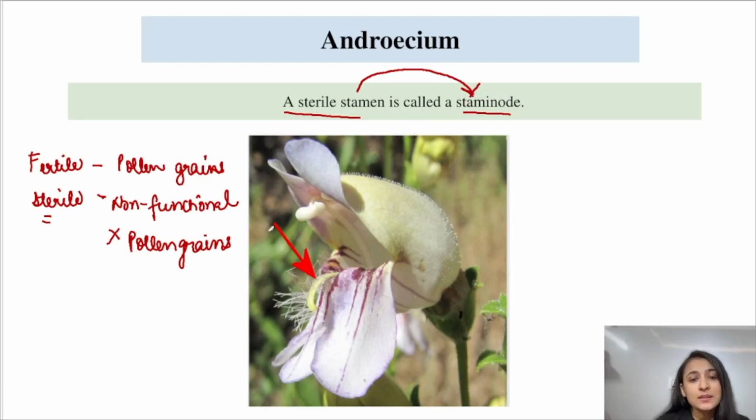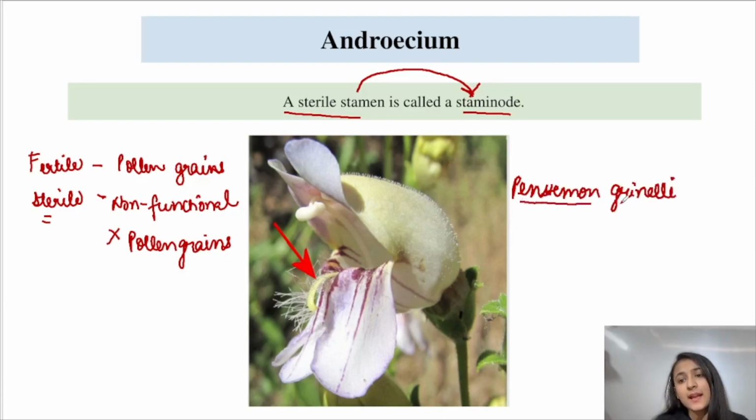Okay, so you can observe this flower. The scientific name of this flower is Penstemon grinelli. As you can see, it has a hairy stamen. See how many hairs are arising from this structure. So it has a very hairy kind of stamen. This is a staminode. Okay, because this stamen is sterile, so it can also be called a staminode.